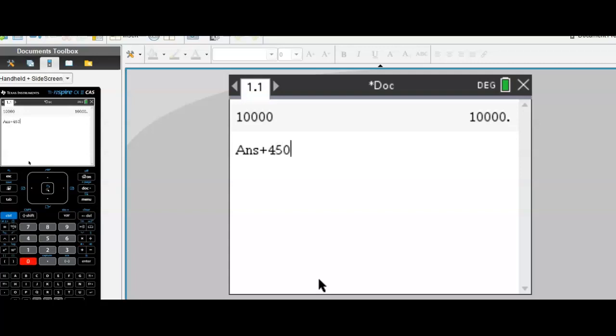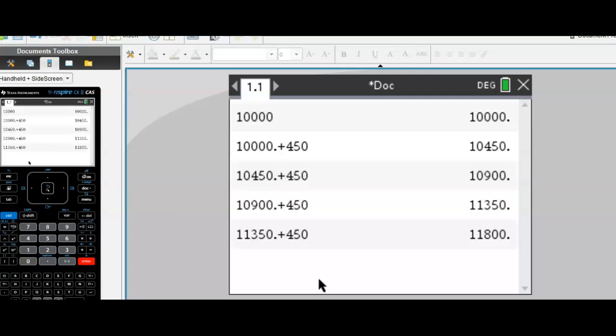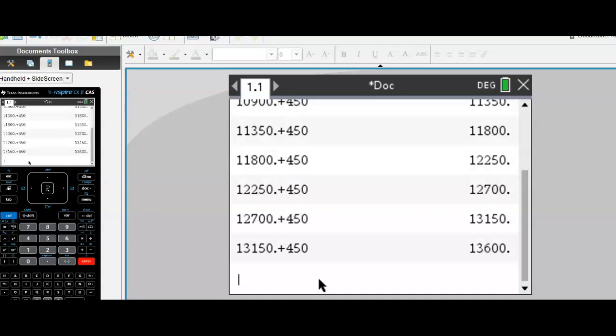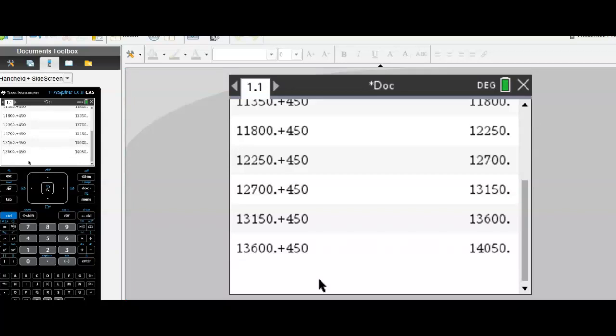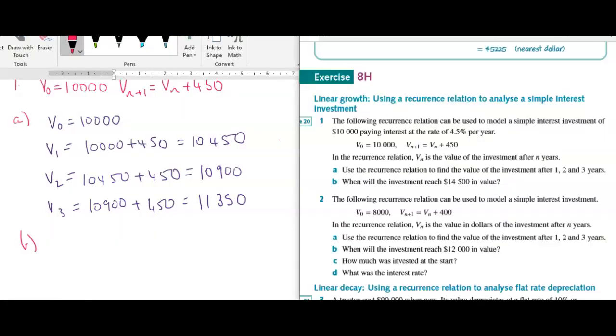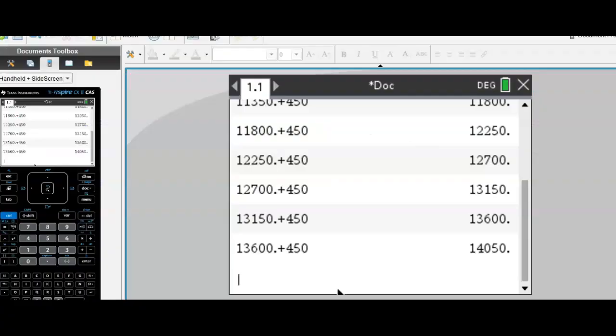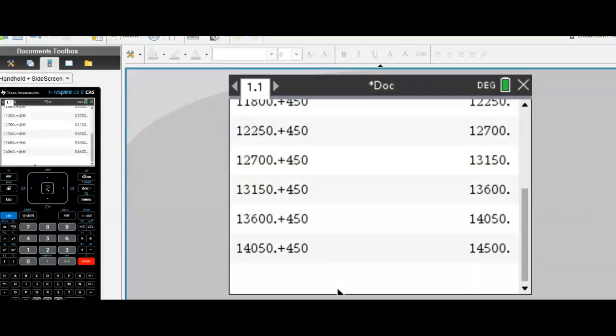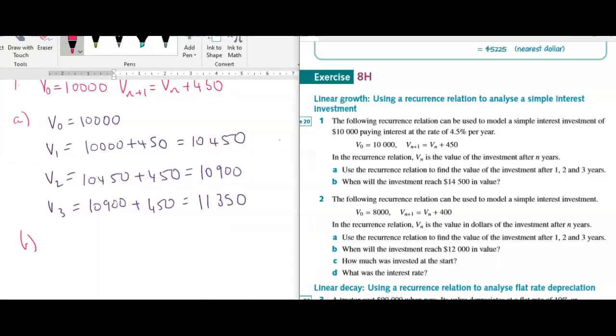Okay, so we've already got V0. V1, 2, 3, 4, 5, 6, 7, 8, 9. I think it was over 14,000, wasn't it? Let's just double check. 14,500. Well, obviously it's going to be the next one. Let's just double check. Okay, so that's 10 years. Okay, so 10 years. Should have written it in blue, but anyway.